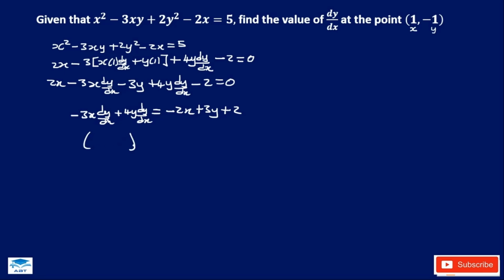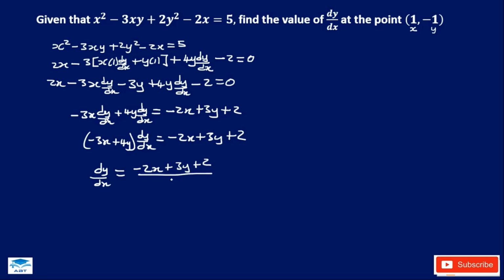And we factorize dy/dx. So we have negative 3x here plus 4y is equal to negative 2x plus 3y plus 2. So we divide both sides by negative 3x plus 4y. So dy/dx will give us negative 2x plus 3y plus 2 all over negative 3x plus 4y.